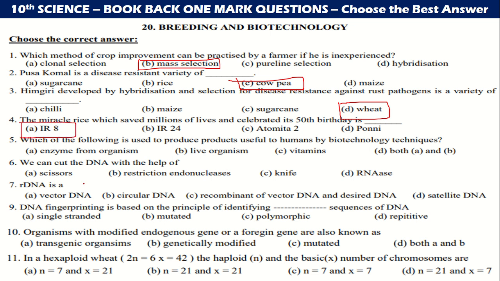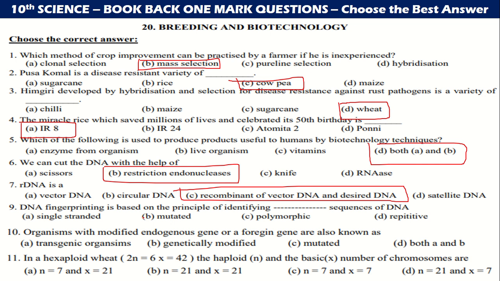IR8, we will say that IR8 is a bigger one. Which of the following is used to produce products useful to humans by biotechnology techniques? That is both A and B. Then we can cut the DNA with the help of restriction endonucleases. rDNA is nothing but recombinant of vector DNA and desired DNA.